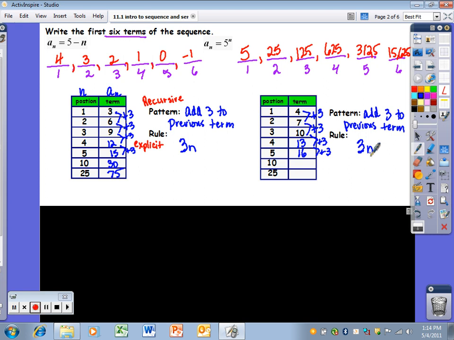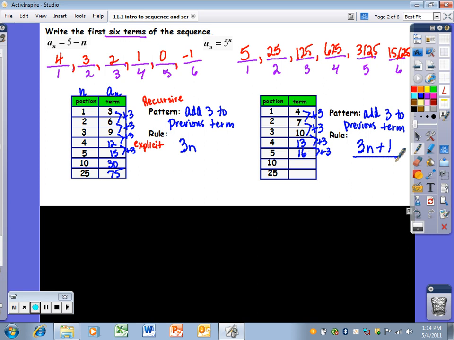Now, let's put in a 1. 3 times 1 is 3. I'm adding, so what do I have to add to 3 to get to 4? 1. Let's see if it works. Substitute in a 2. 3 times 2 is 6 plus 1 is 7. Did it give me my second term? Let's try it for a fifth. 3 times 5 is 15 plus 1 is 16. Did it work? So I know that this is my rule.